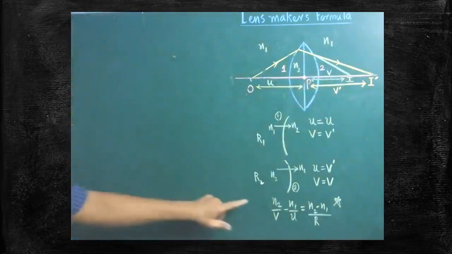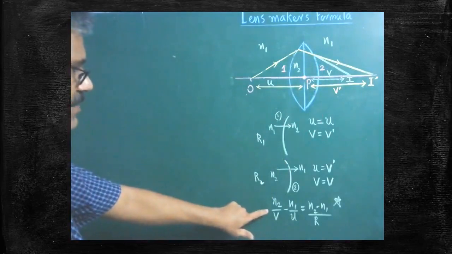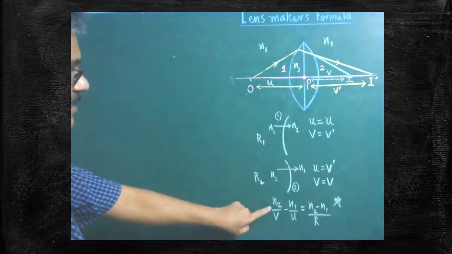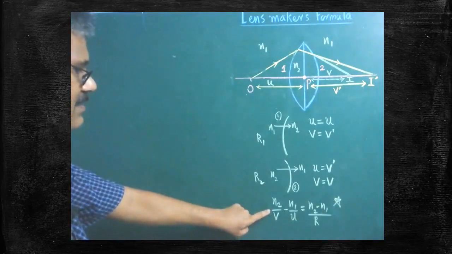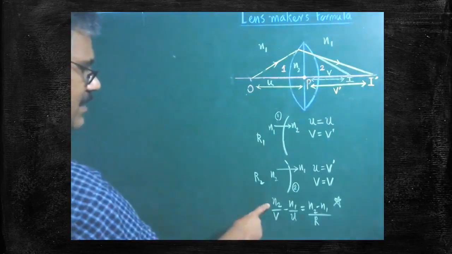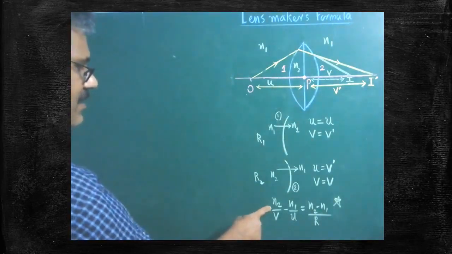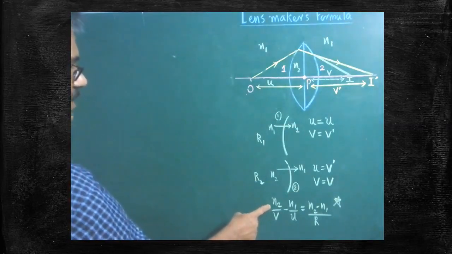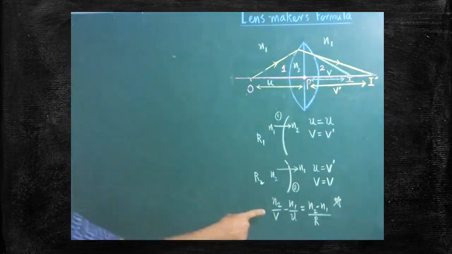And then I have written the equation which was already derived in the last class. This is called refraction at a single spherical surface. We are going to use this equation for further derivation. Very important equation, we have to recall it.